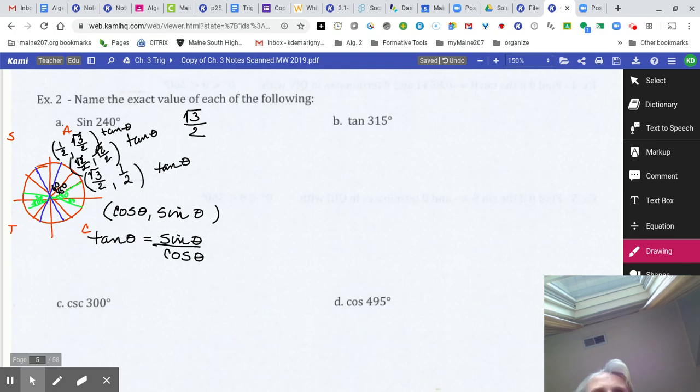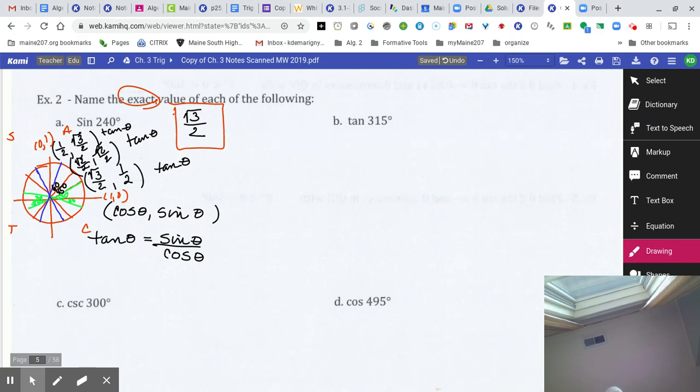Okay, so we'll fly on through the rest of these pretty quickly. When they ask for exact value, all I need to do is reference that first quadrant. You can remember also that this one is a 0, 1, and this one is a 1, 0. Okay, moving on. So a tan of 315.